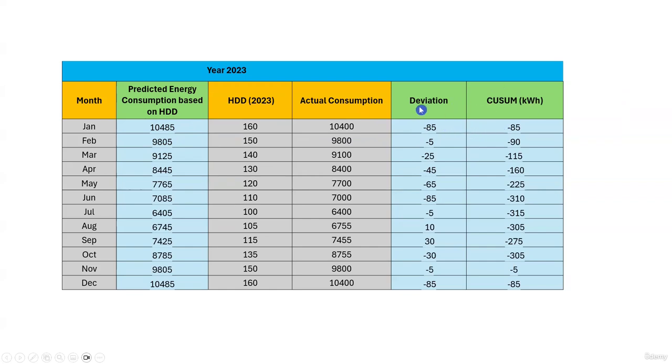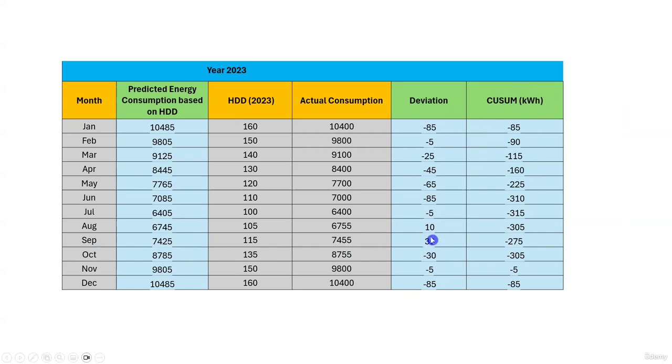Once you are done calculating the deviation, calculate CUSUM by doing minus 85, that's the first month's deviation, plus minus 5, the second month's deviation, that's minus 90, plus minus 25, that's minus 115. So each time the CUSUM is getting more and more negative. So this time just plus 30 means we are consuming more energy than what we expected.